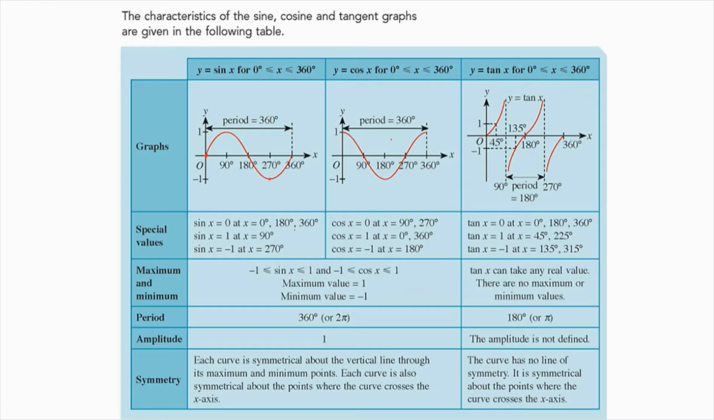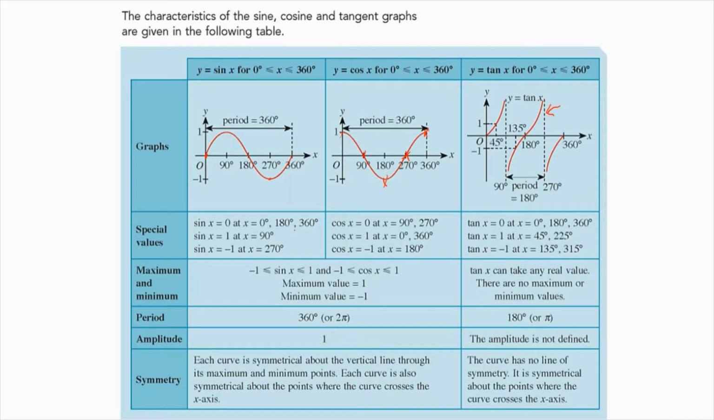Then cosine 0 degrees is 1. Cosine 90 is 0. Cosine 180 is negative 1. Cosine 270 is 0. Cosine 360 is 1. So we're able to find the different points and join them up, and you get this shape. For tangent, there are certain points where we don't get any value. They are represented by this vertical dotted line.